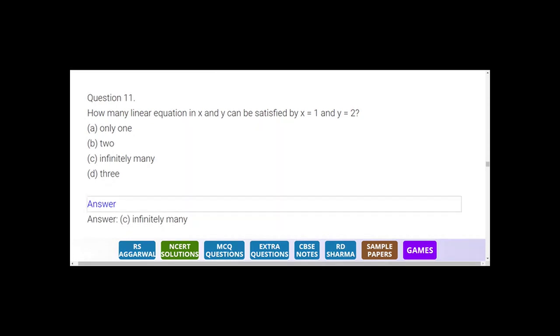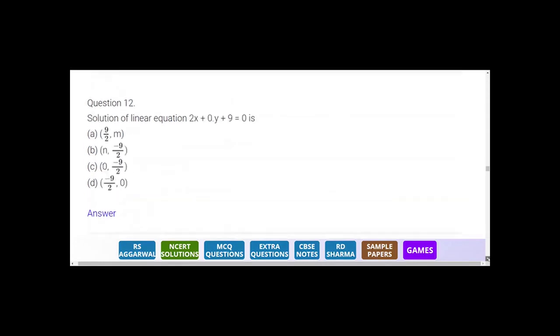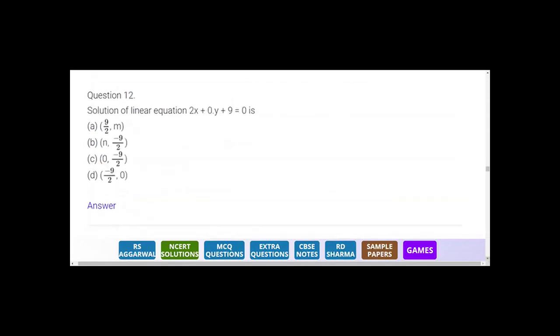Next, Pooja. Pooja, yes, ma'am. Solution of a linear equation 2x plus 0y plus 9 equal to 0 is. Where is m? Some m they have given, n they have given. Which is the answer? Option D, ma'am. Option D, because that will only give you 0, no? Correct.